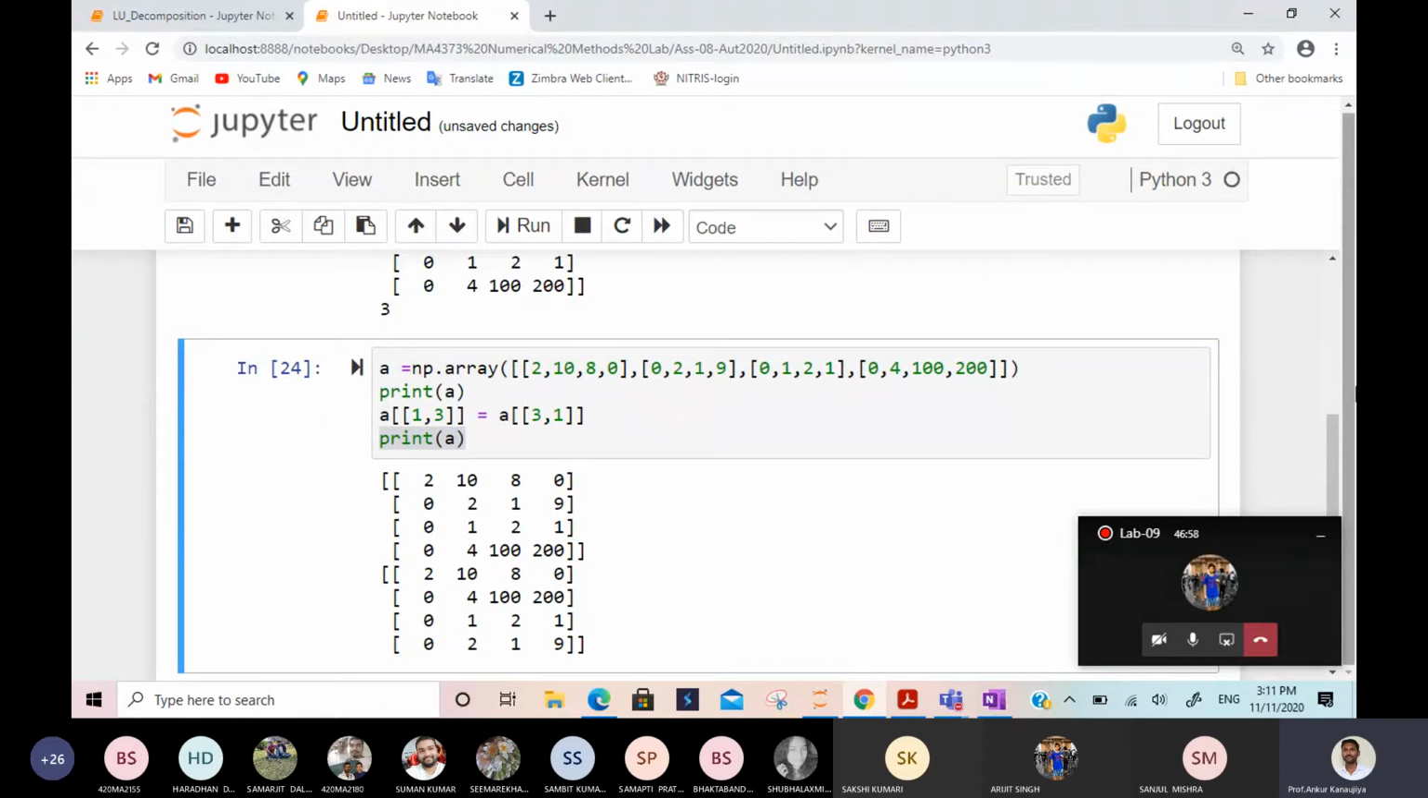So did any change happen? Yes, sir. Is it interchanged or not? 1 means this row, 2, 1, 9, the second row, will go to the last row. That means the 3 will come here. So interchanging a row means you just have to write like this.